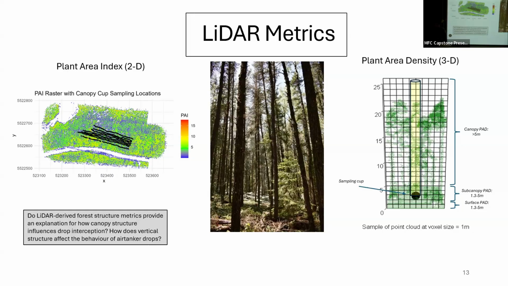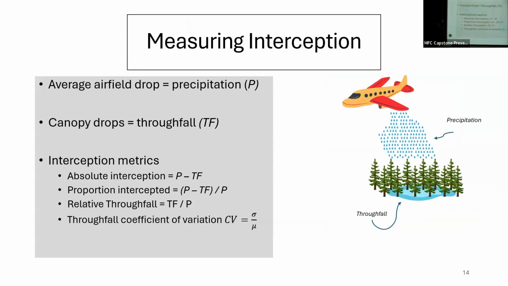And you can see on that right diagram there's our sampling cup and how we took a vertical sample above each cup. To model canopy interception, I used the average airfield drop as the gross precipitation input, as shown on the right there. That's what's coming out of the plane. The amount of throughfall is the amount of water in each of the drops recorded in the canopy site. I then calculated the absolute amount of water intercepted, the proportion of water intercepted, and the relative amount of throughfall at each cup. That was done at a cup level.